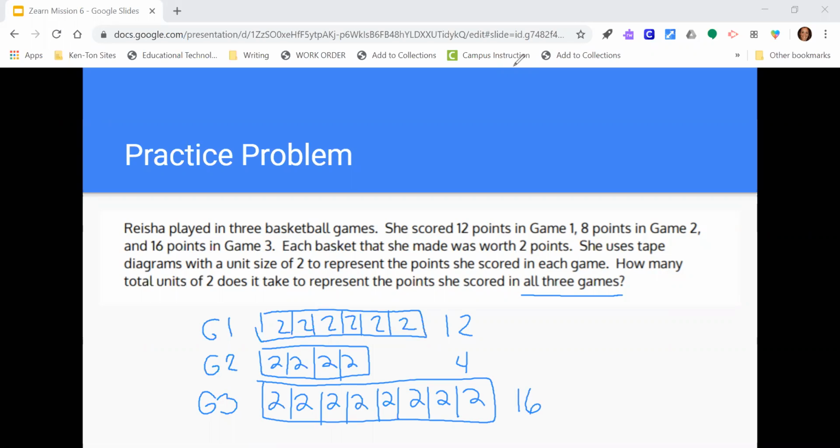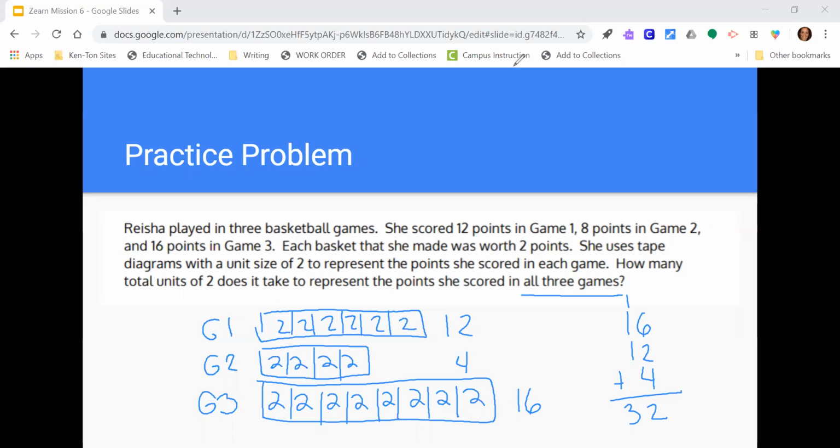And now I need to find the total for all 3 games. You might be someone who likes to skip count up, and you might be someone who likes to add the values. I'm a value adder because I do old school math. And I got a total of 32 points. So Risha scores a total of 32 points.